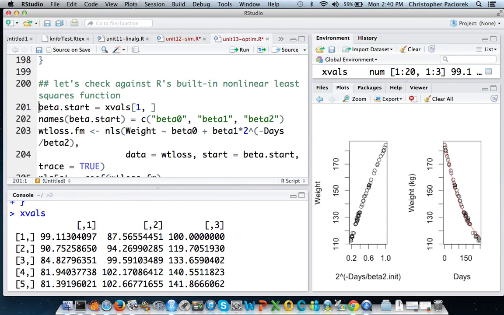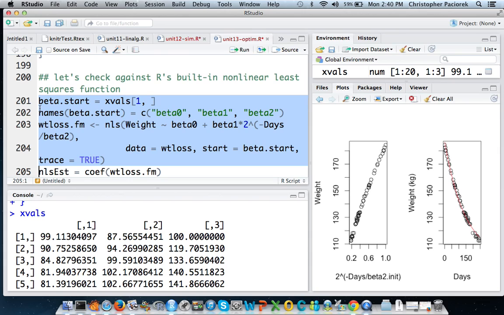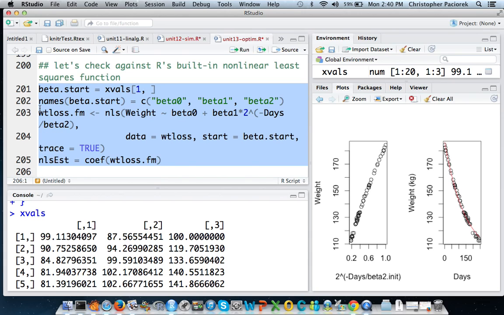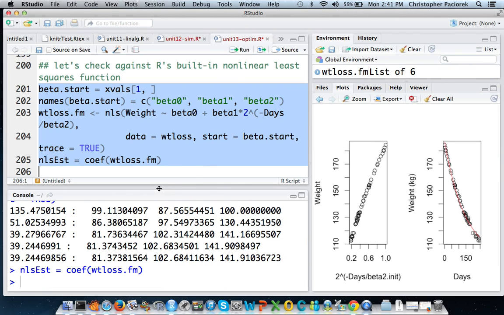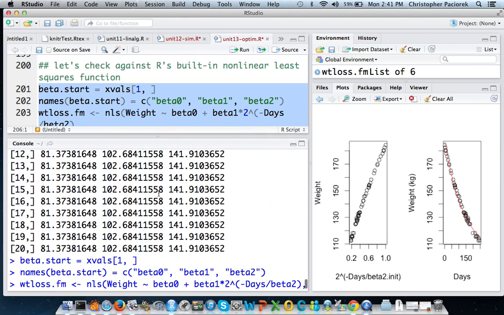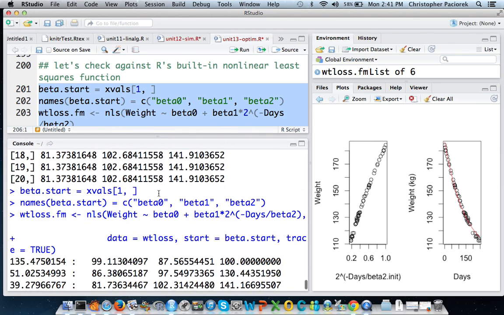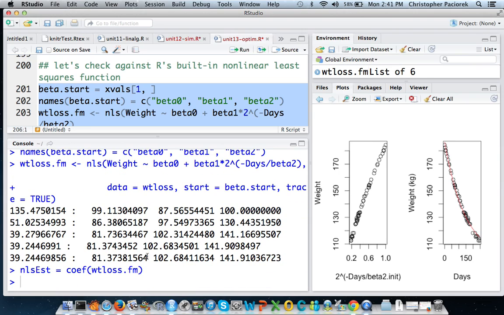Okay, it turns out R has a nonlinear least squares optimizer already built in, and so you can just put in the formula that represents the model that you're fitting. It also requires starting values, so it doesn't get you away from this problem of thinking about starting values. But if we run it, we should see that we get the same answer as before. The answer was 81.37, 102.68, 141.91. You can see those are the same values that it spits out from showing the results of the optimization here.